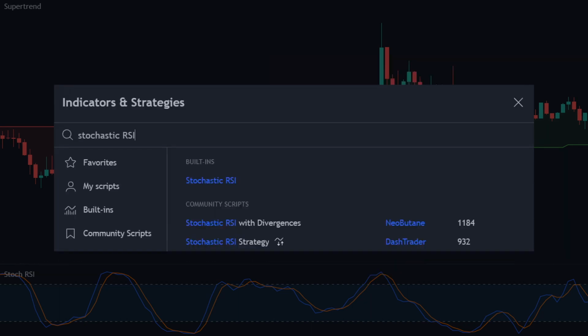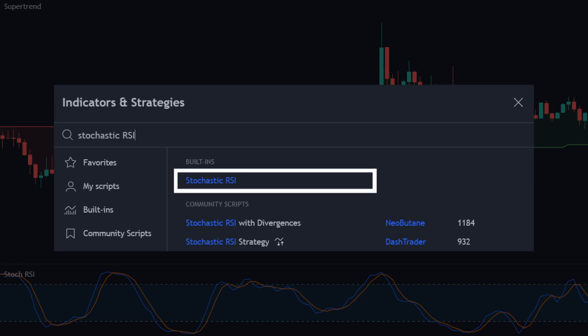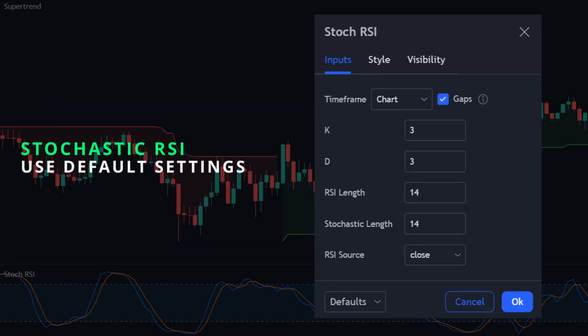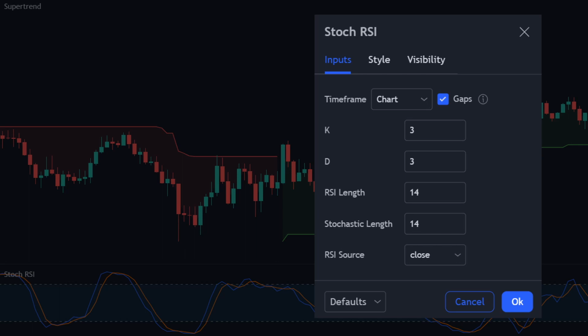Our second indicator is Stochastic RSI. Search for this indicator in TradingView by typing Stochastic RSI, then add this indicator into the chart. For this indicator, we will use the default settings, so we don't need to change anything.